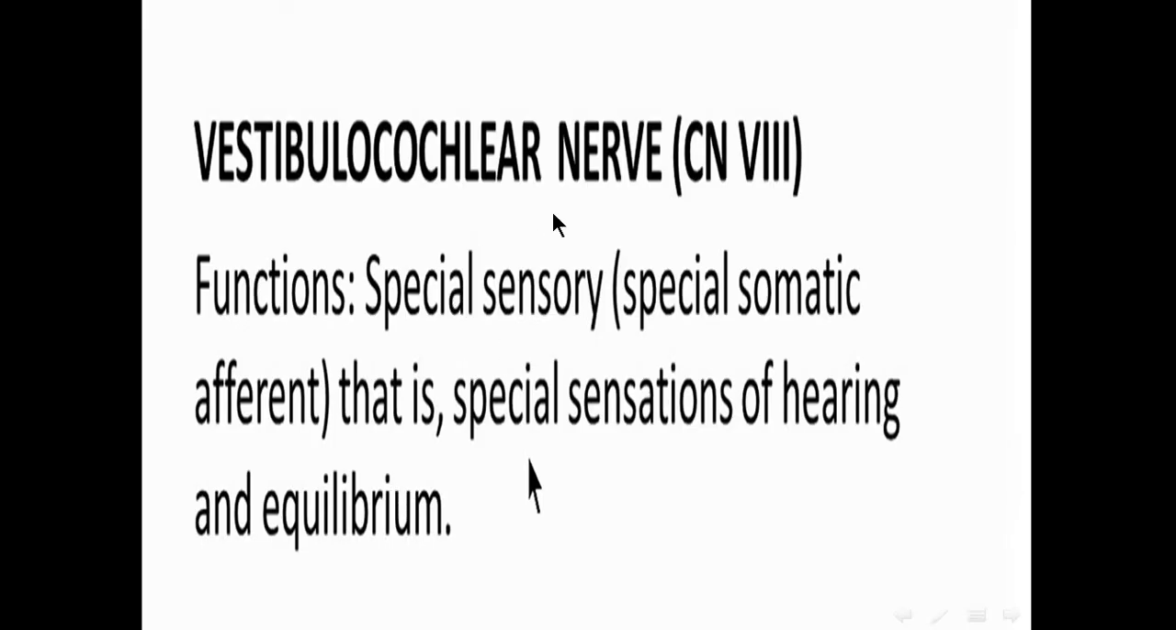Now we come to the cranial nerve, vestibulocochlear. The function of the vestibulocochlear nerve is special sensory. Special somatic afferent fibers come from this nerve and pass to the brain, to the auditory area. This conveys the special sensation of hearing and equilibrium.